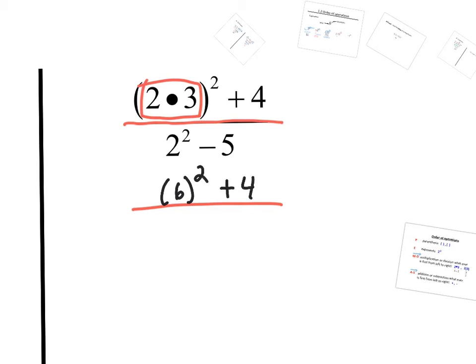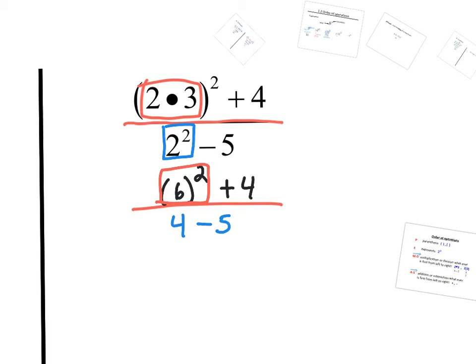On the bottom, we don't have parentheses, but we do have an exponent. So we do that on the bottom. 2 squared, 2 times 2 is 4, and you bring down the 5. Then you go back to the top. On the top, we have exponents. That's the next step, parentheses and then exponents.